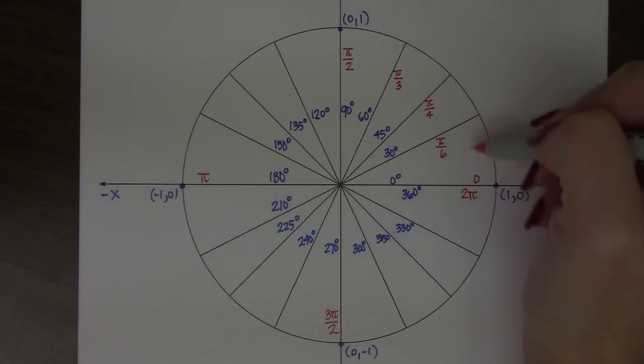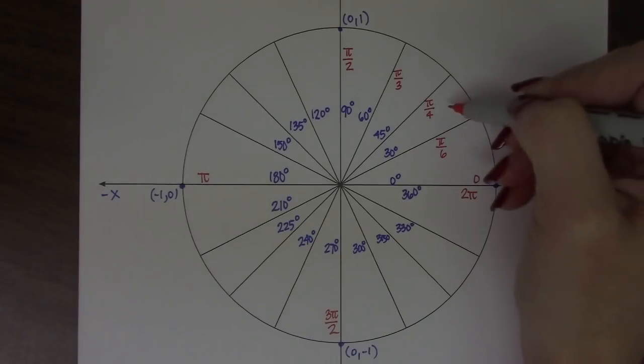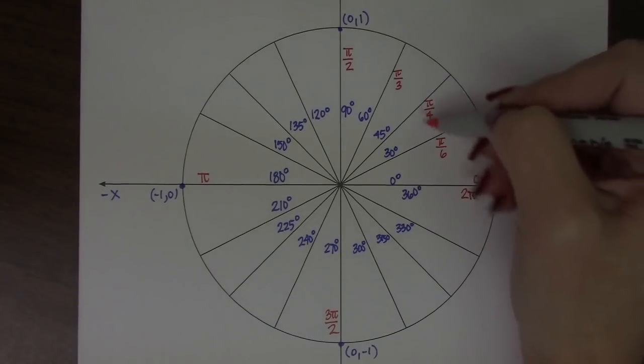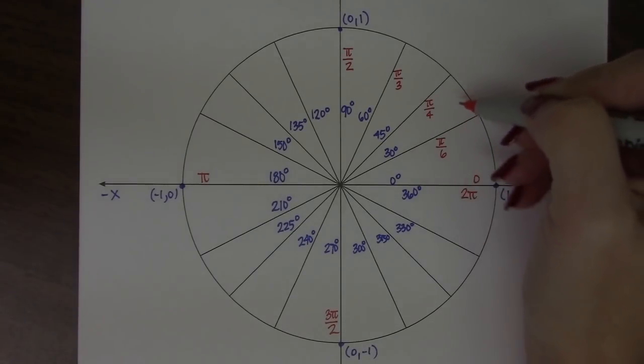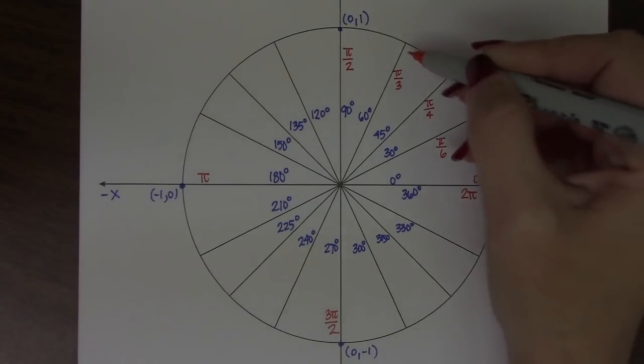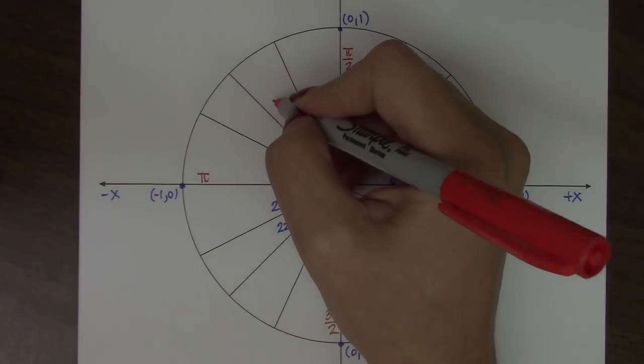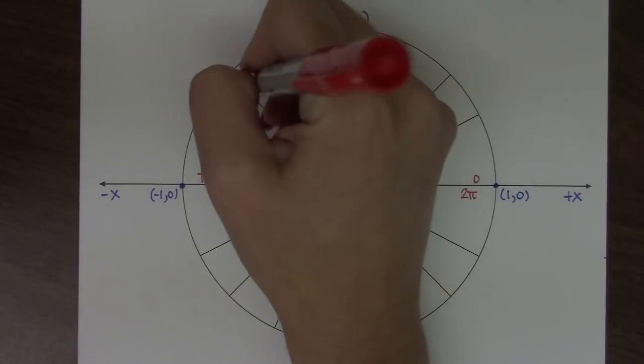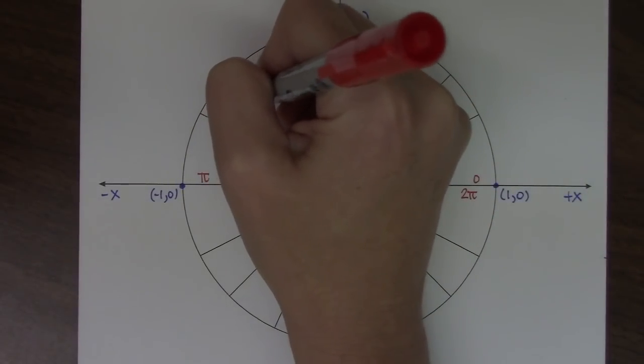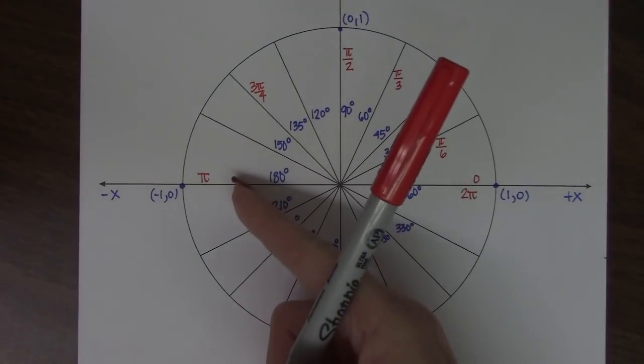Then I would count 45 degrees around, because there's going to be 8 of those, and it splits in half. So 45 degrees, right, is pi over 4. Well, I have 1 pi over 4, 2 pi over 4, which simplifies to pi over 2, 3 pi over 4, then 4 pi over 4.